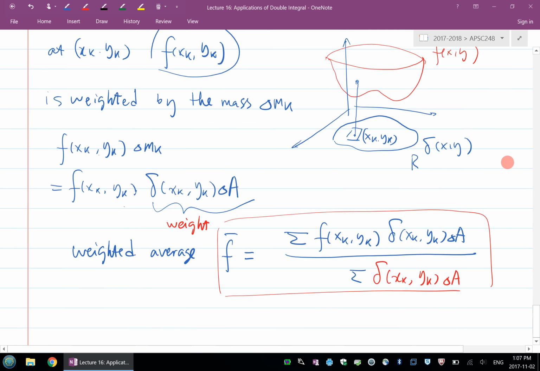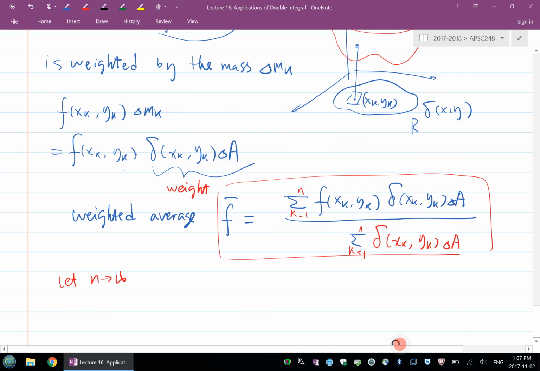Now this is from k equal to 1 to n. If we let n go to infinity, then you can see that in this weighted average, the top one here, the summation becomes a double integral.